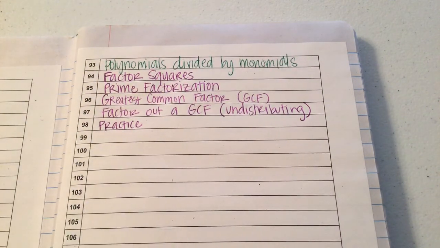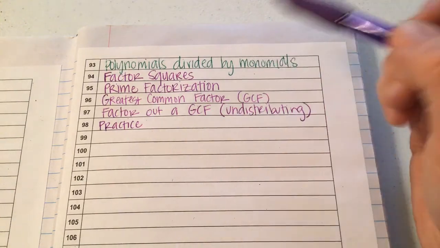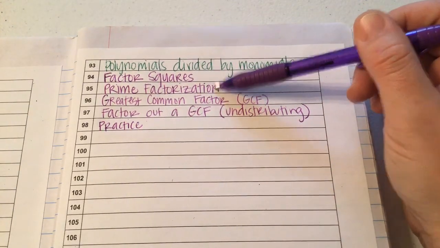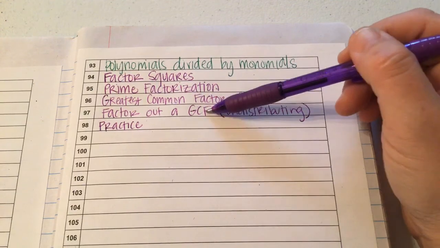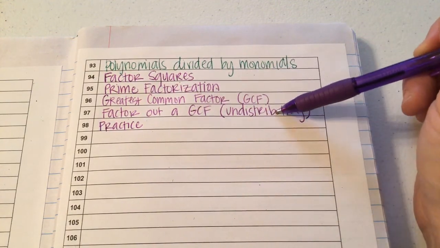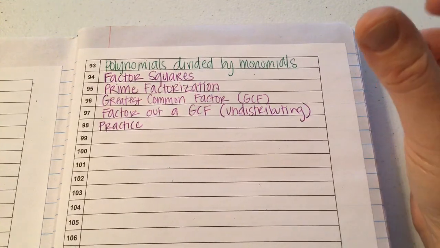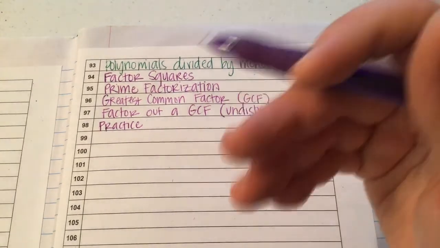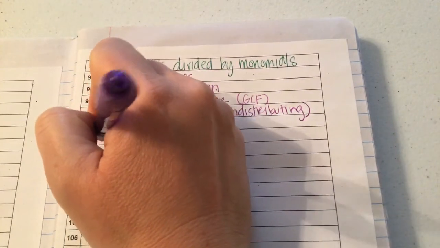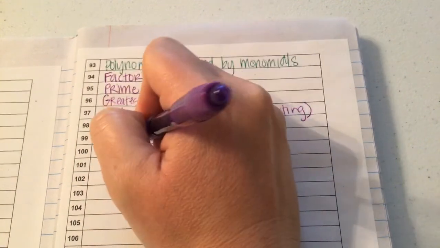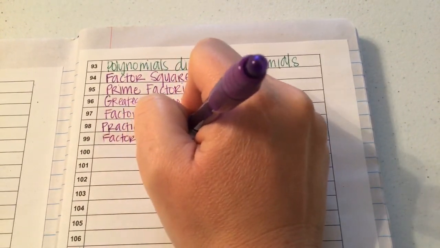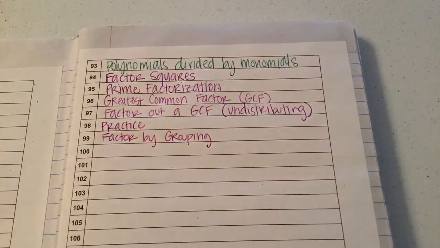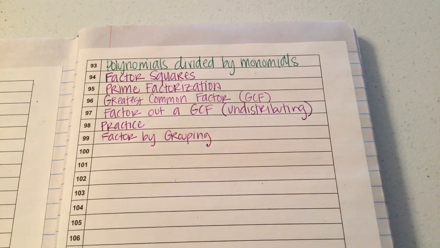So today, we're continuing into this factoring. We started with factor squares, we did prime factorization, we did greatest common factor, and we did factoring out the greatest common factor, so we undistributed, right? We practiced the skill of taking the answer that we've been working all year on finding, and we're going back and trying to find the original problem. We're undistributing. So today we're going to factor by grouping. Factoring by grouping means that I'm going to make groups inside of this polynomial.